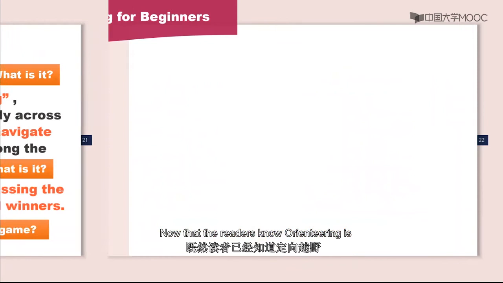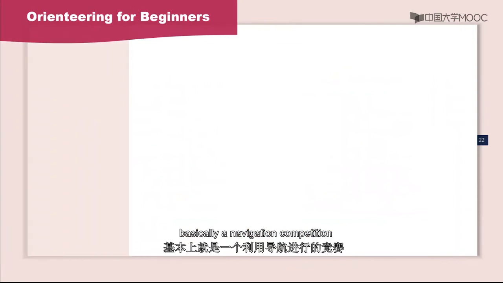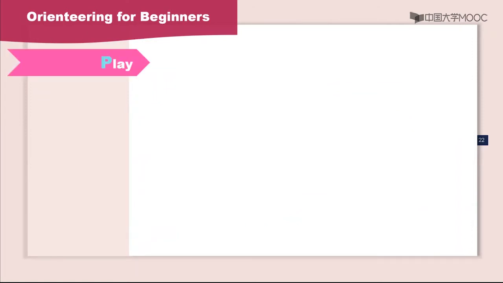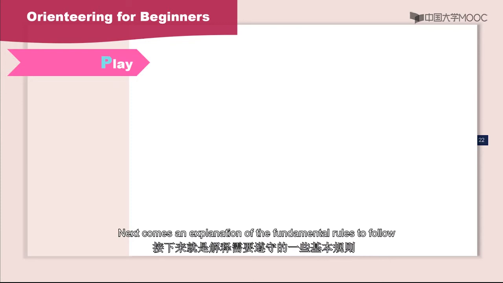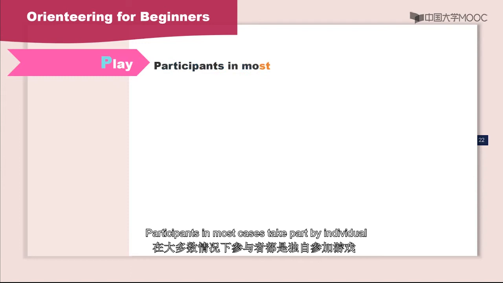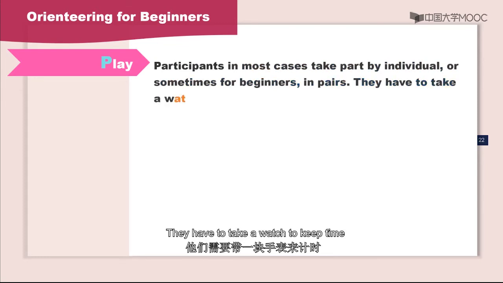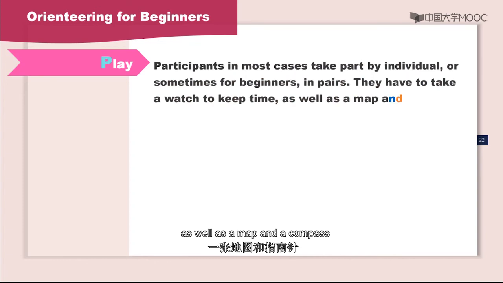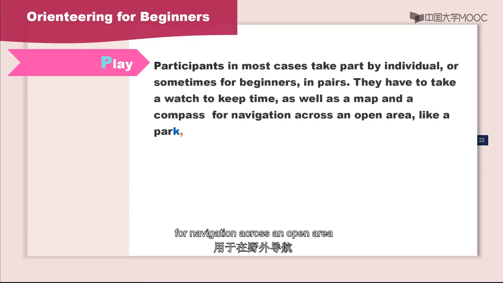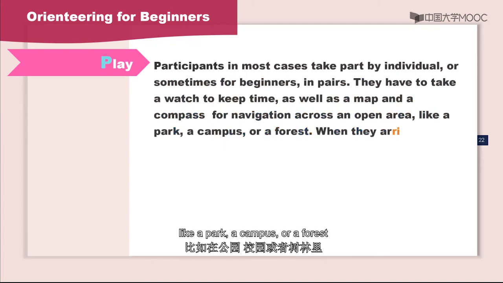Now that the readers know orienteering is basically a navigation competition, then how to play it? Next comes an explanation of the fundamental rules to follow. Participants, in most cases, take part by individual, or sometimes for beginners in pairs. They have to take a watch to keep time, as well as a map and a compass for navigation across an open area, like a park, a campus, or a forest.